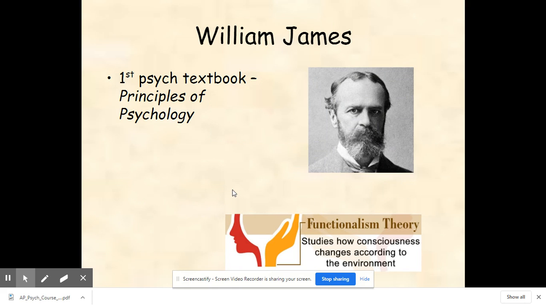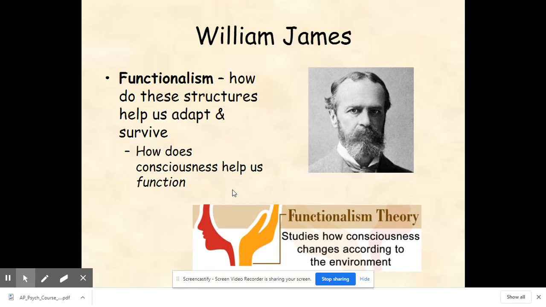So now the other guy that you need to know here in this first wave is a guy named William James. James is an American. He wrote the first psych textbook, Principles of Psychology. And he took Wundt's ideas and said, no, Wundt's not correct. Consciousness is not a structure. Consciousness is fluid. Consciousness is always changing. And so instead of looking at how consciousness was structured, he wanted to look at what the purpose of consciousness was.